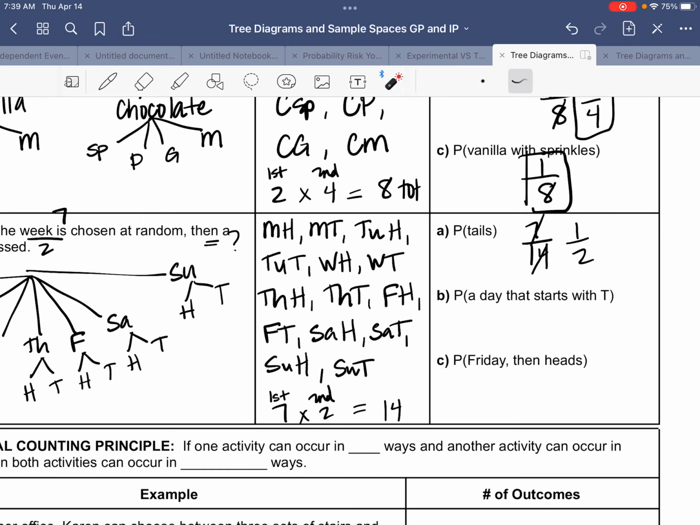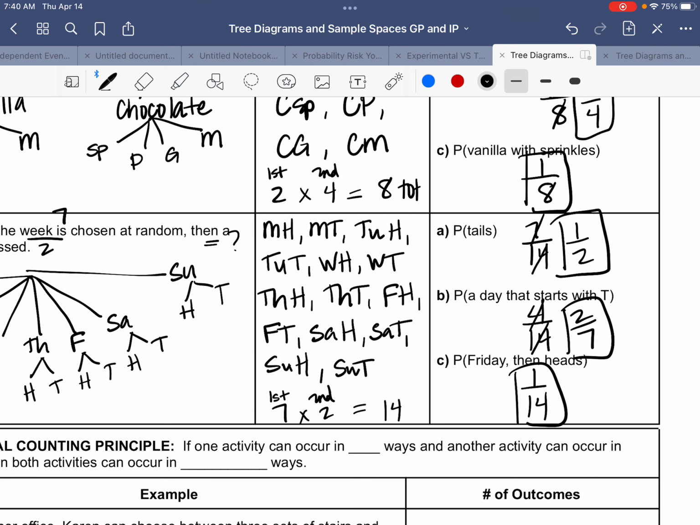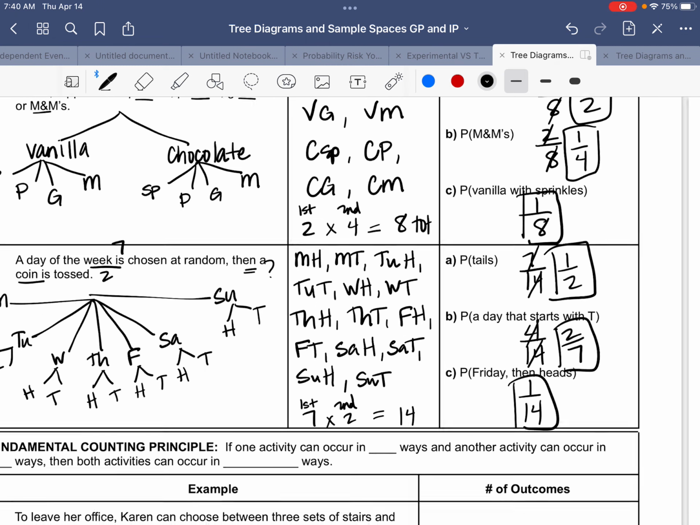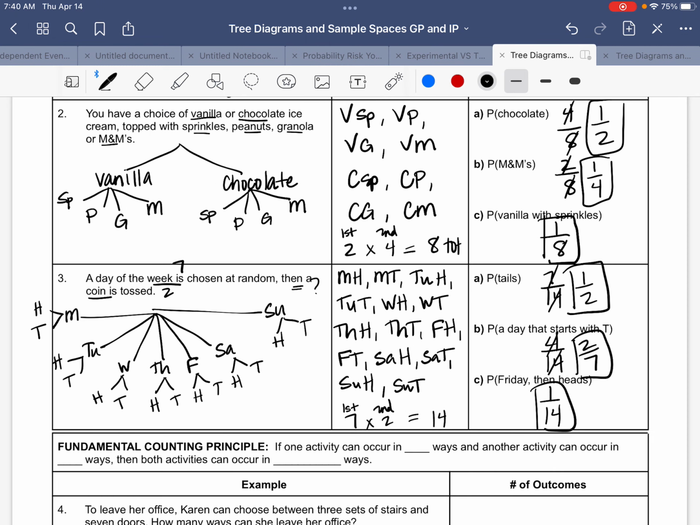And then the last one says Friday and then heads. There's only 1 outcome, so that would be 1 out of 14. That does not simplify. So that's a breakdown of tree diagrams, sample space, and then using the sample space to find a probability.